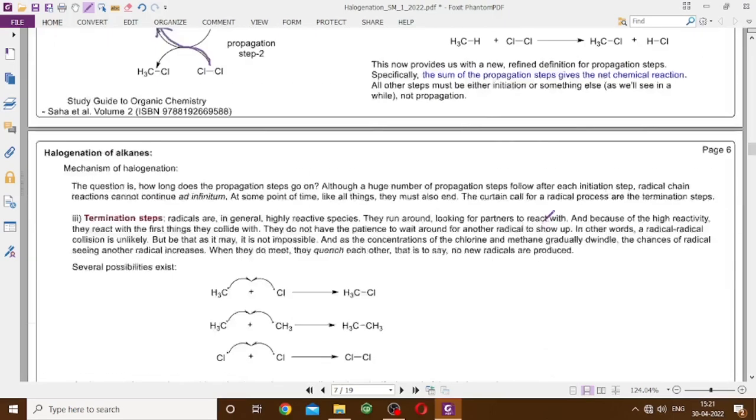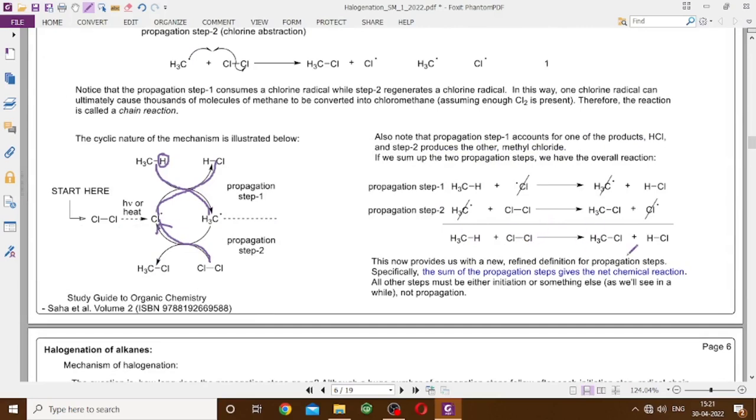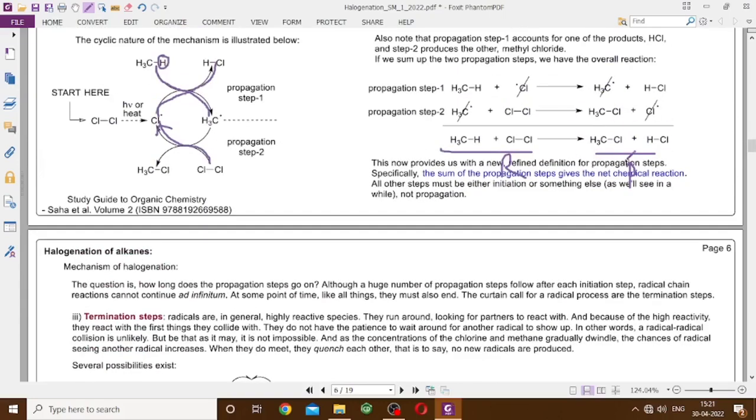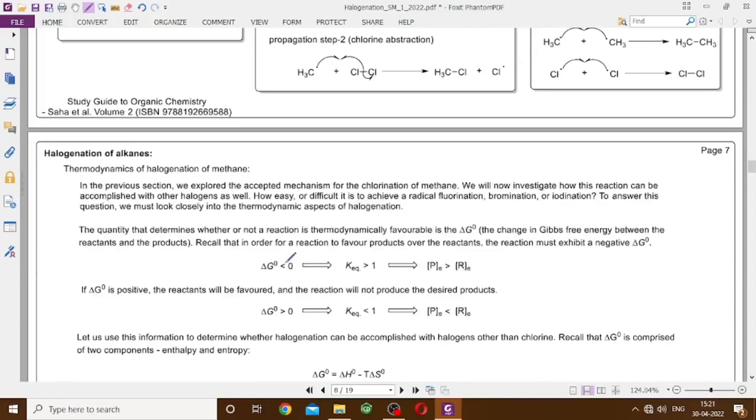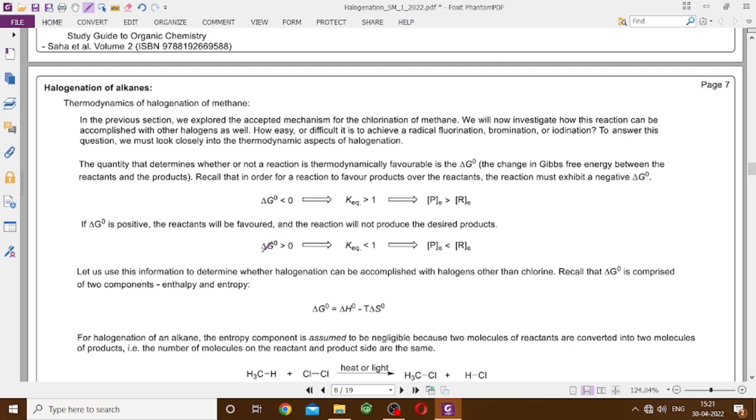So if this is our reaction, CH3H plus chlorine giving CH3Cl plus HCl, then this is the reactant, that's the product. And delta G0 is defined as free energy of this minus free energy of this. So if this is more stable, lower free energy, then delta G0 is negative, K equilibrium is greater than 1, product concentration at equilibrium is more than that of reactant. Or it could be delta G0 is positive, that means product is less stable compared to the reactant, equilibrium constant is less than 1, product at equilibrium is lower than reactant at equilibrium.